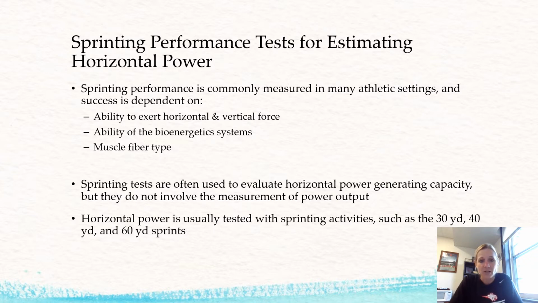Again, sprinting tests are often used to evaluate horizontal power generating capacity, but they don't necessarily actually measure power output, which is really interesting. So when we do the Wingate test, which we'll talk about in a little bit, we're actually able to quantify power output because we're looking at the wattage that we push into the pedals. When we do sprint testing, we just simply look at time.